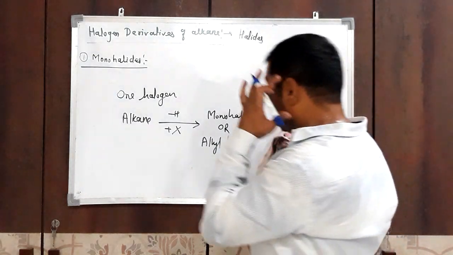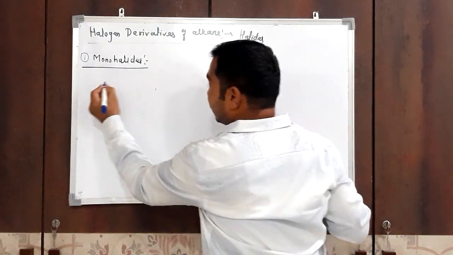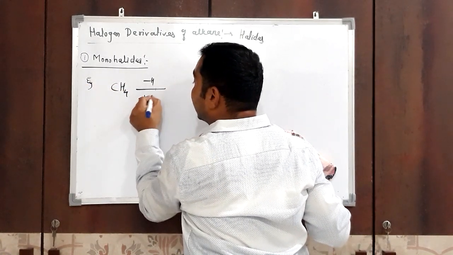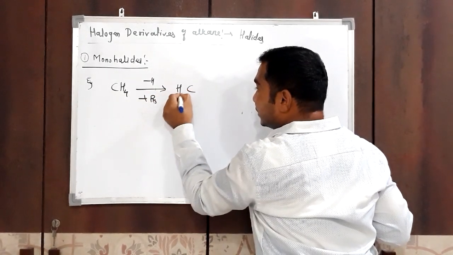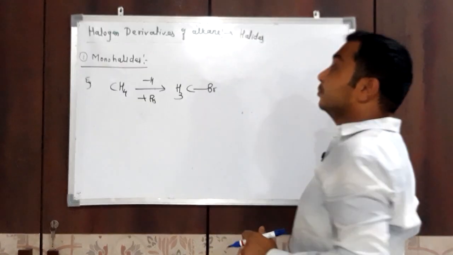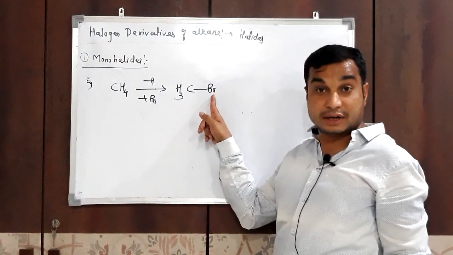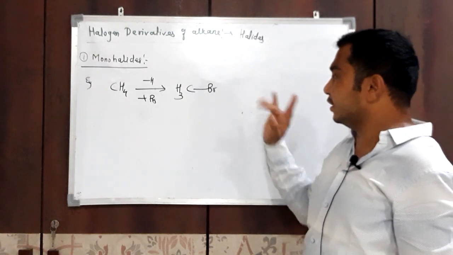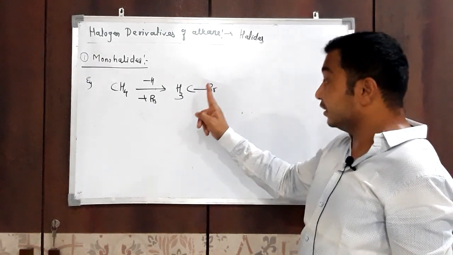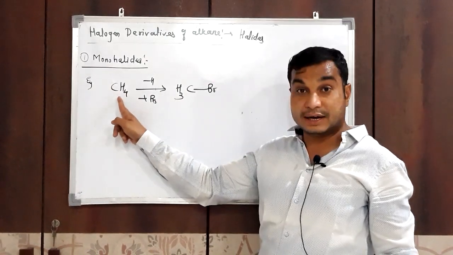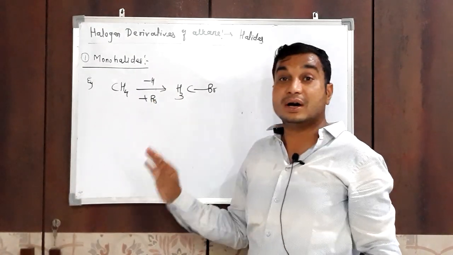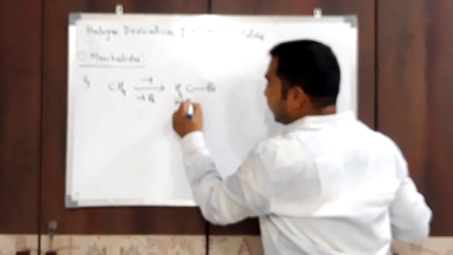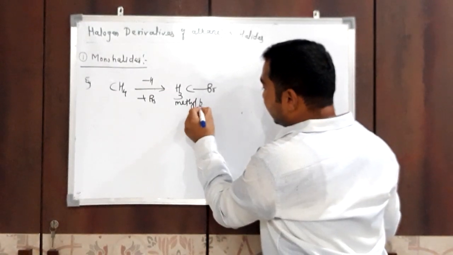Now just consider one example. For example, methane. Replace one hydrogen atom by a bromine atom, and you will get this type of compound. This is called a monohalide because it contains one halogen atom, any halogen atom but single. And how is it obtained? It is obtained by replacing one hydrogen atom from methane by one halogen atom. Its name is methyl bromide. We will take its nomenclature also.